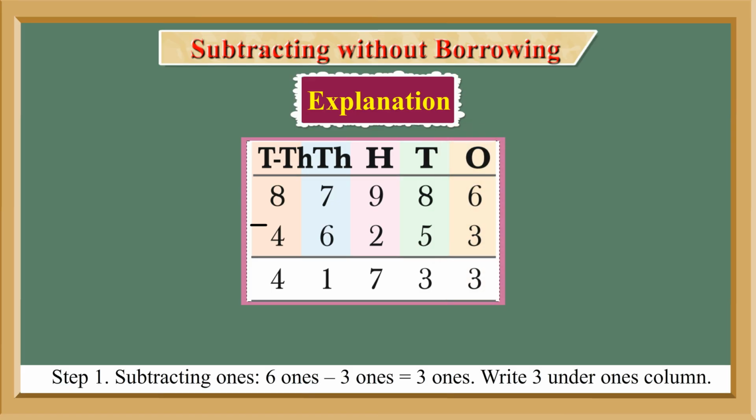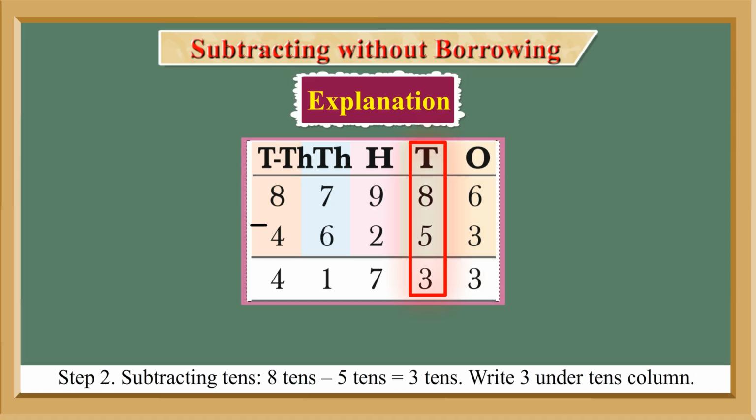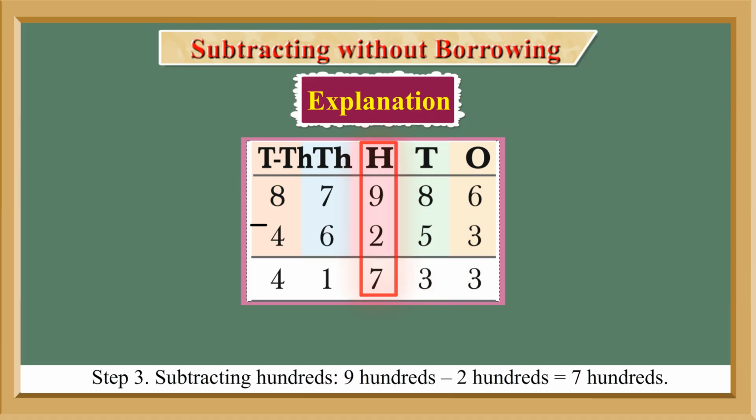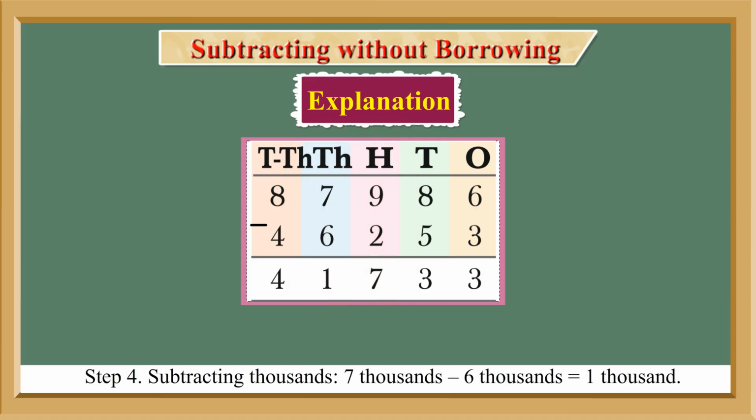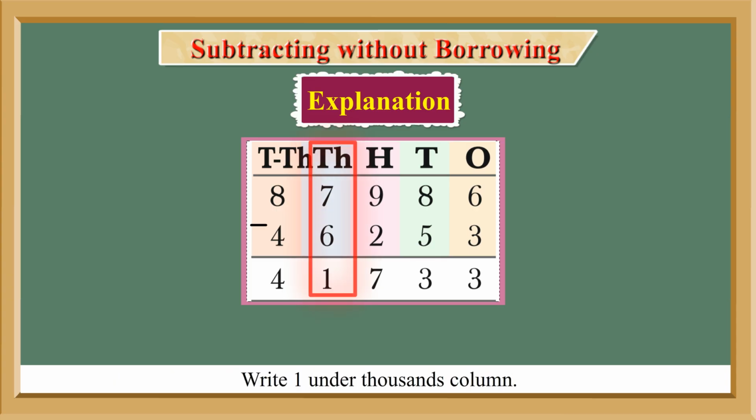6 ones minus 3 ones is equal to 3 ones. Write 3 under ones column. Step 2. Subtracting tens. 8 tens minus 5 tens is equal to 3 tens. Write 3 under tens column. Step 3. Subtracting hundreds. 9 hundreds minus 2 hundreds is equal to 7 hundreds. Write 7 under hundreds column. Step 4. Subtracting thousands. 7 thousands minus 6 thousands is equal to 1 thousand. Write 1 under thousands column.